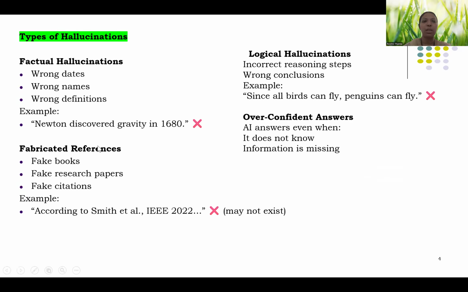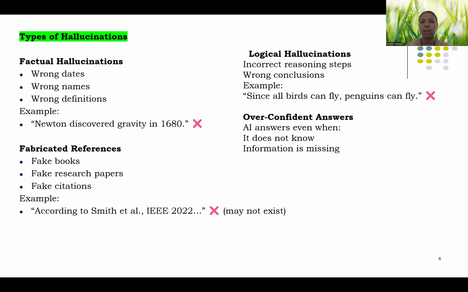The next type of hallucination is fabricated references. For example, if you are doing a research paper, or you are searching for books, you may ask for some books for reference. It will very neatly, politely, and confidently give a list of books and research papers.